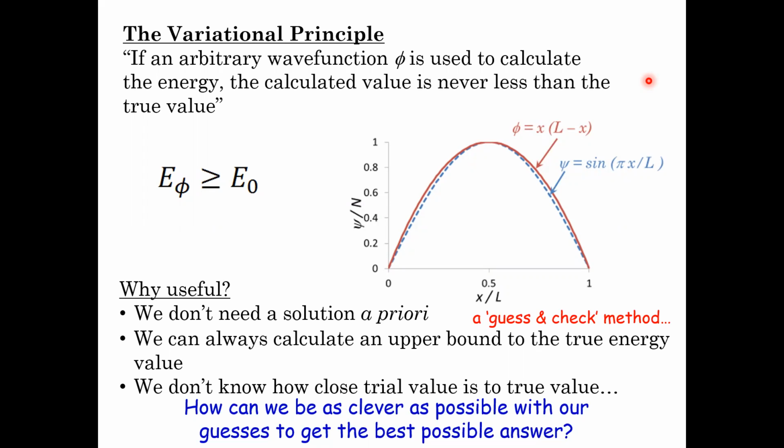I introduced it in the previous video, and remember that the variational principle is essentially a guess and check type method. It allows us to calculate an upper bound to the energy, but the penalty is that we don't know how close the calculated energy is to the true one. And what I really want to talk about in this video is how can we be as clever as possible with our guesses to get the best possible answer?